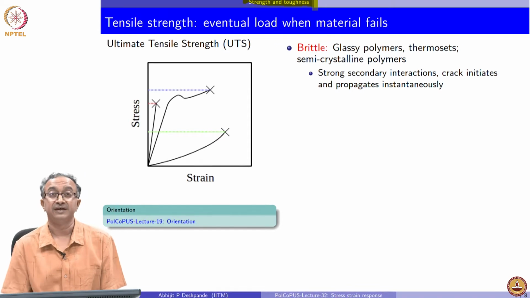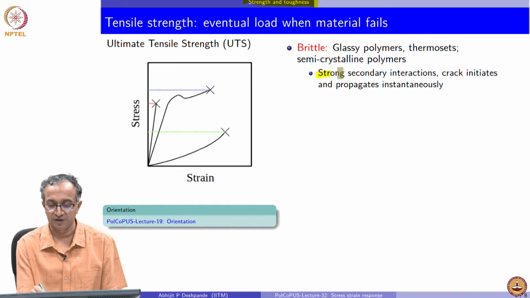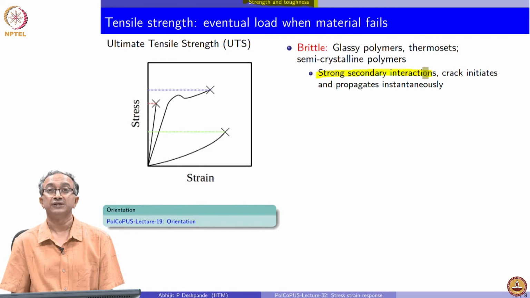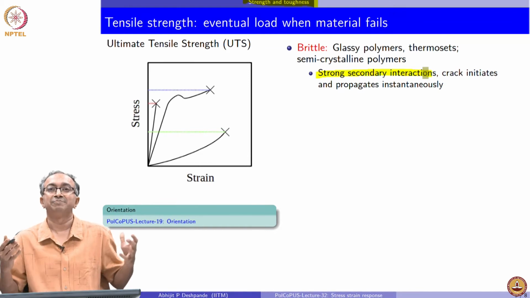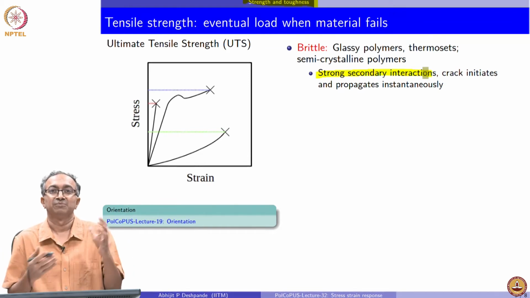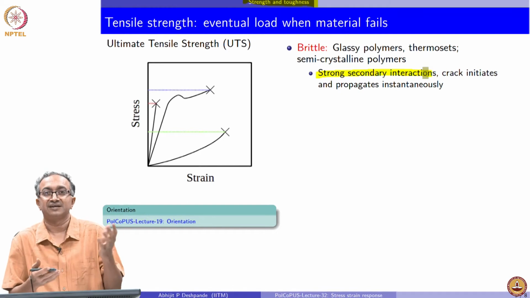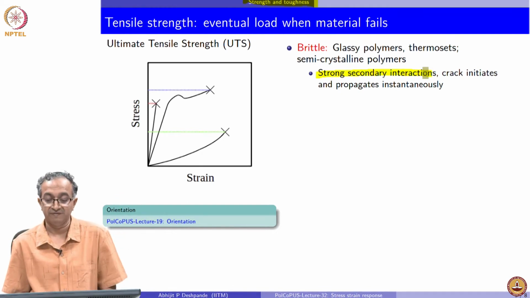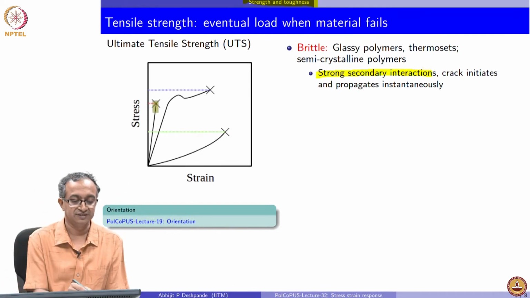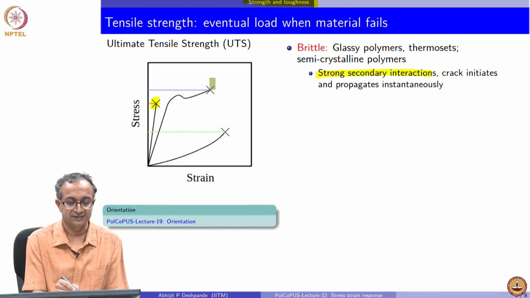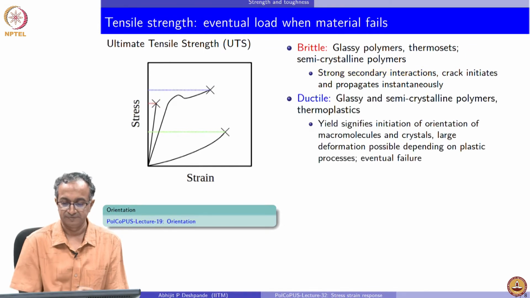So, because in case of brittle materials there are strong secondary interactions, once a crack starts there is nothing else to stop it, and therefore it is like an unzipping of macromolecules and molecules. So, crack starts and it propagates, and therefore we have catastrophic failure, and strength may not be as high as in case of the other materials.